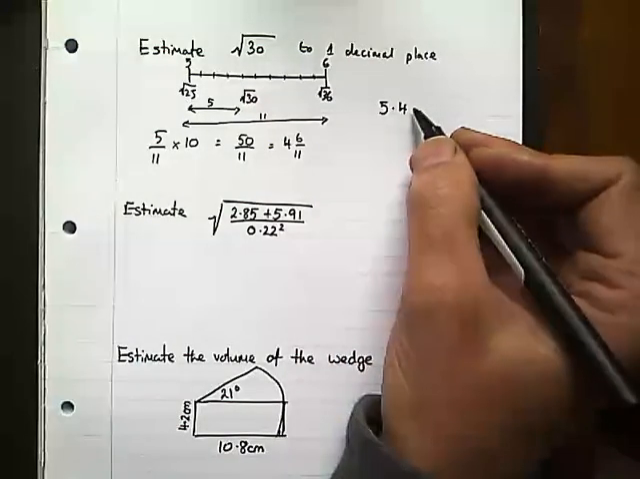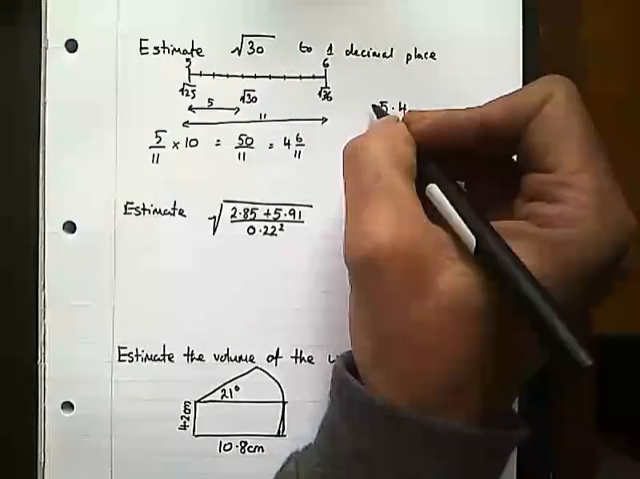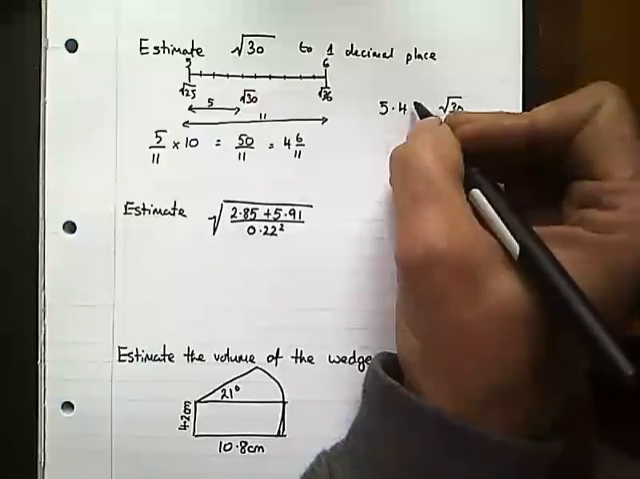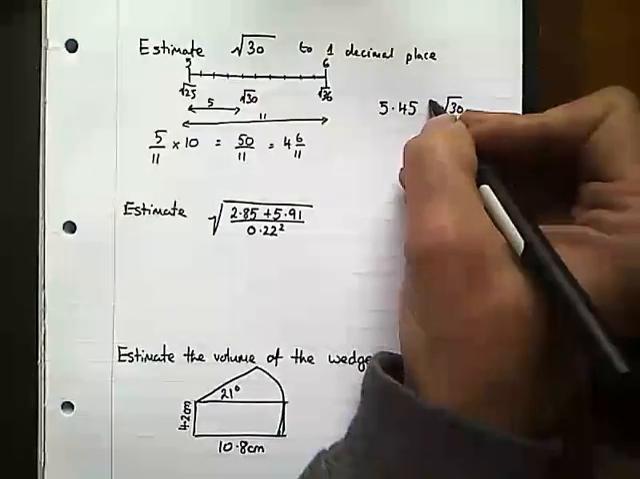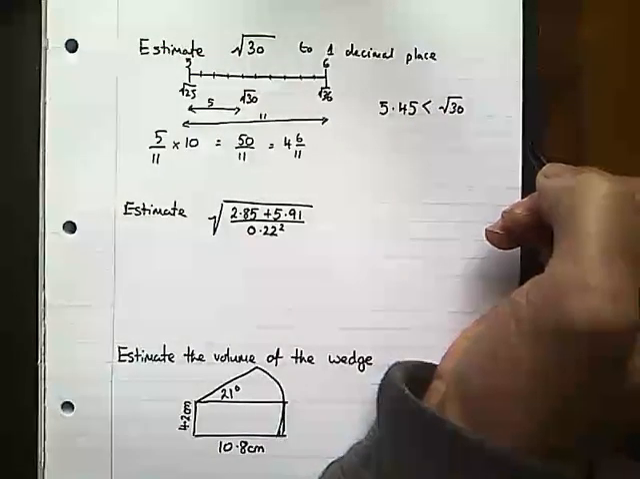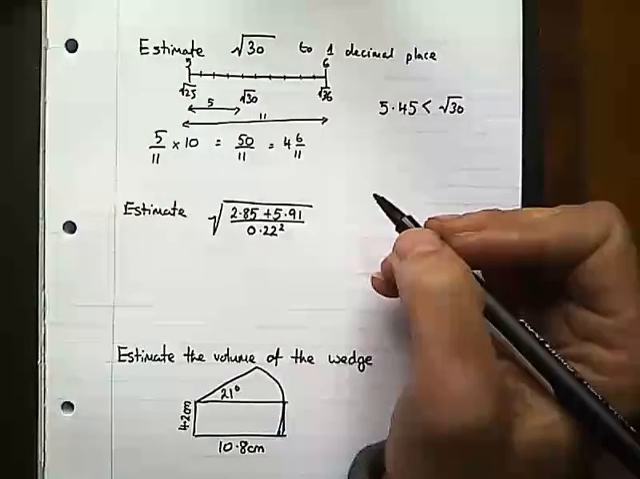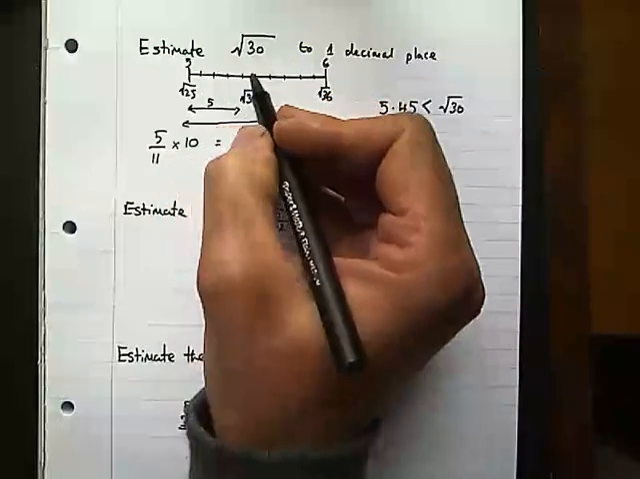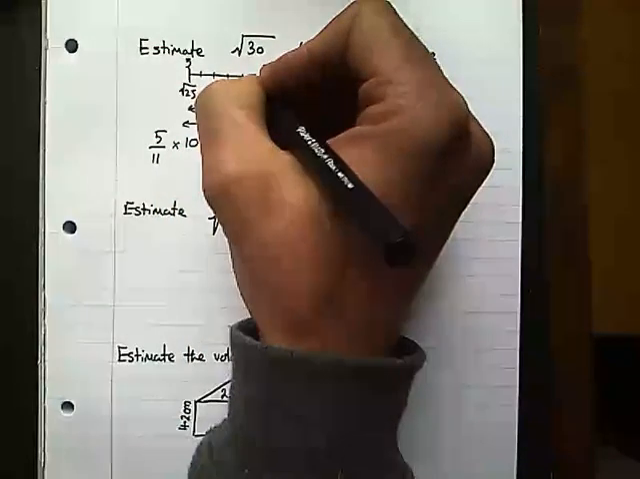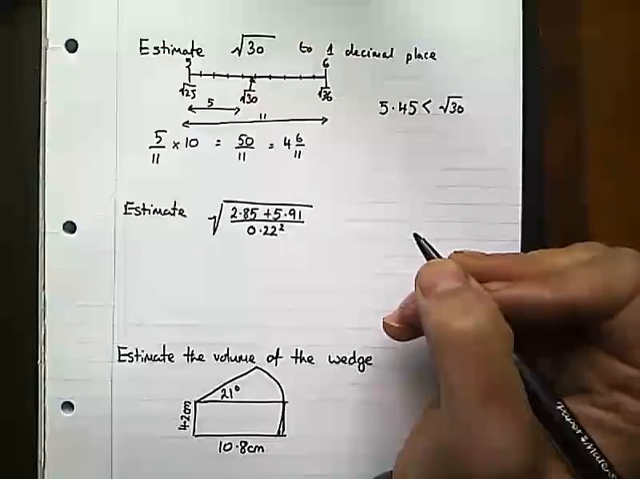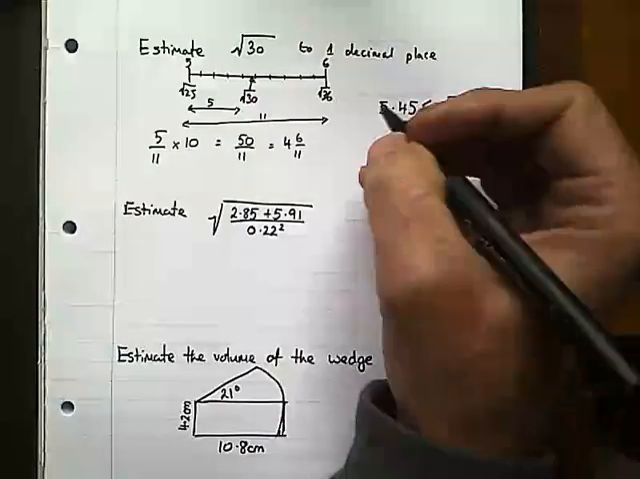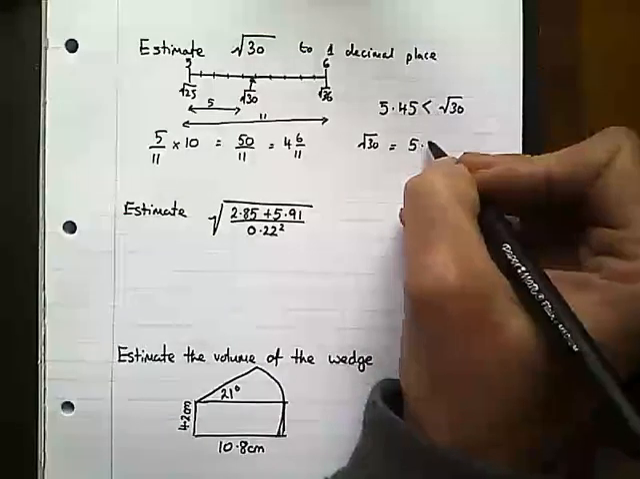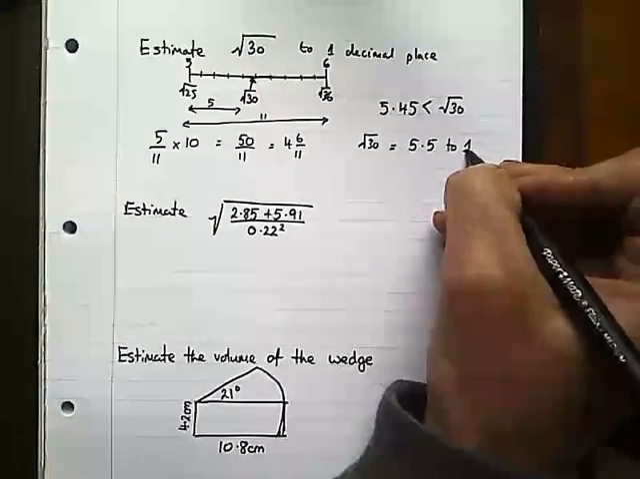So therefore, we're going to say that the square root of 30 is greater than 5.45, but it's going to be less than 5.5. So we know it's going to be 1, 2, 3, 4, 5. It's going to be around about here. Okay, just under the 5.5 mark. So we round it up. So the square root of 30 equals 5.5 to 1 decimal place.